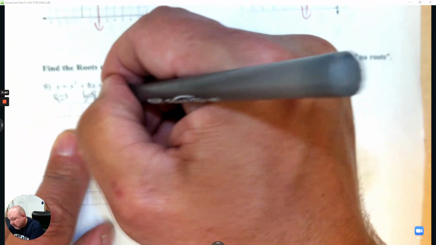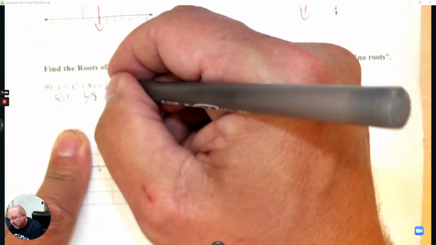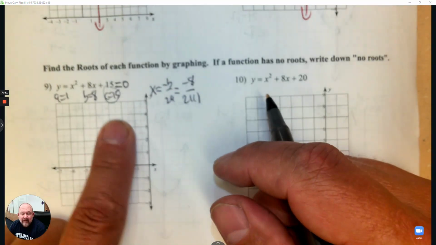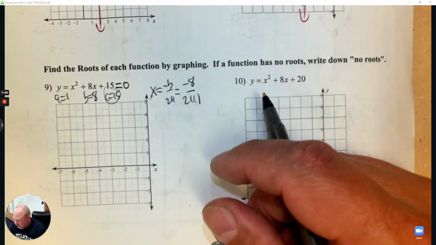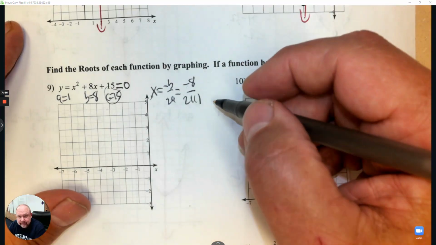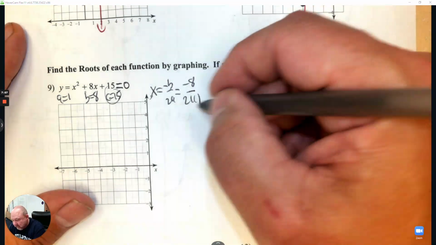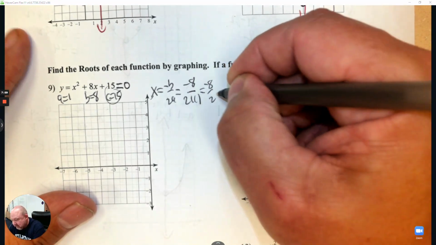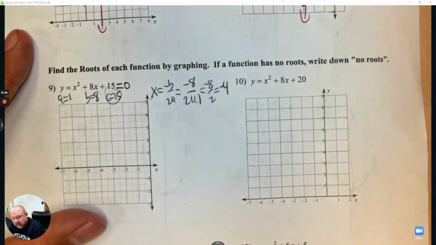We might even use c. Well, c is off my graph. If that c value were on here, it would be on the y-axis. All right, -8. 2 times 1 is 2, so it's -8 divided by 2. So find where -4 is.